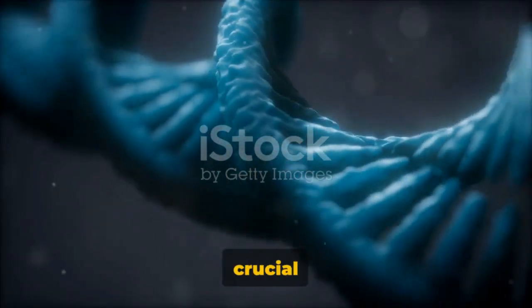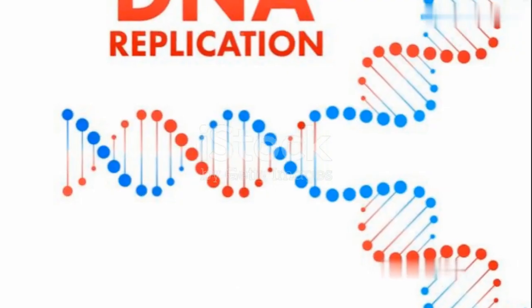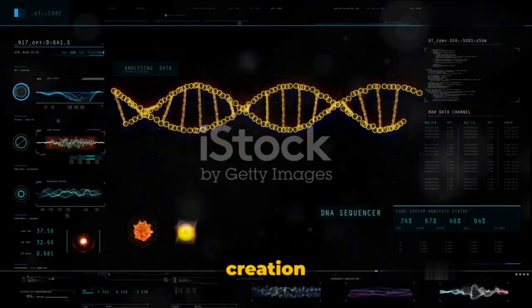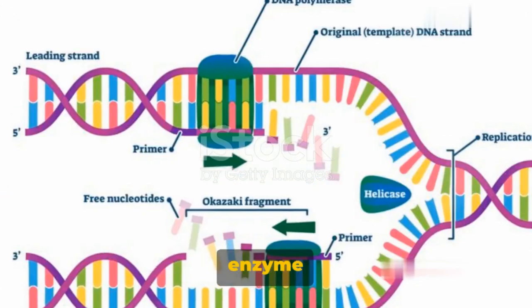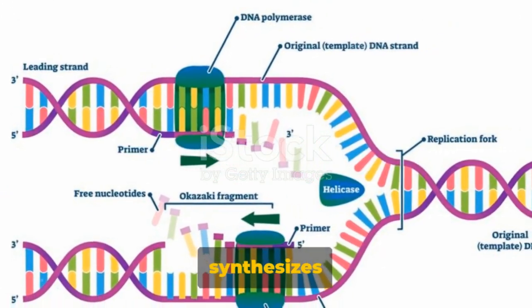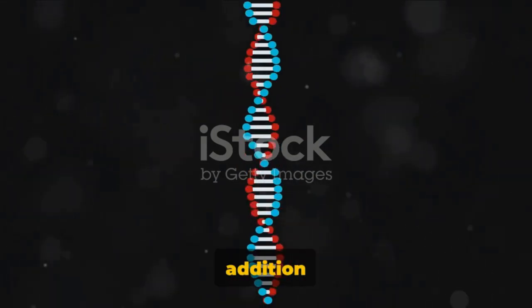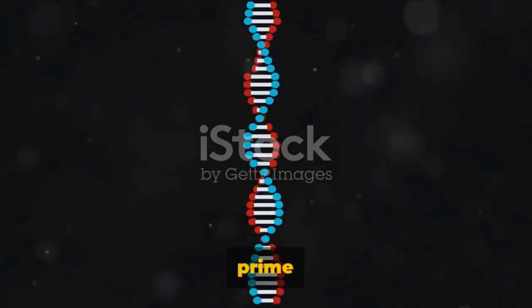DNA replication is a crucial process that begins with the unzipping of the DNA double helix. The single-stranded DNAs then serve as a template for the creation of new DNA molecules. DNA polymerase, a key enzyme in this process, synthesizes new nucleotides to match the template. It's important to note that the addition of these nucleotides occurs in a specific direction, from 5' to 3'.